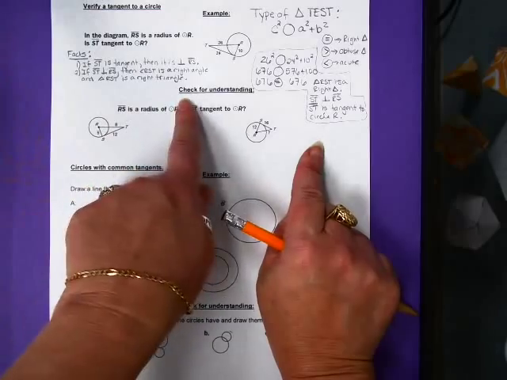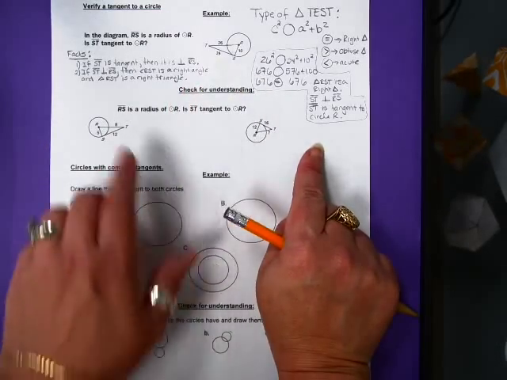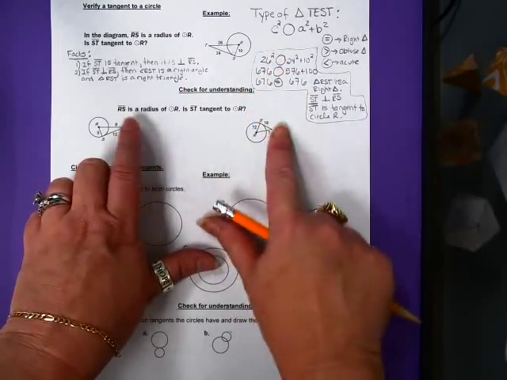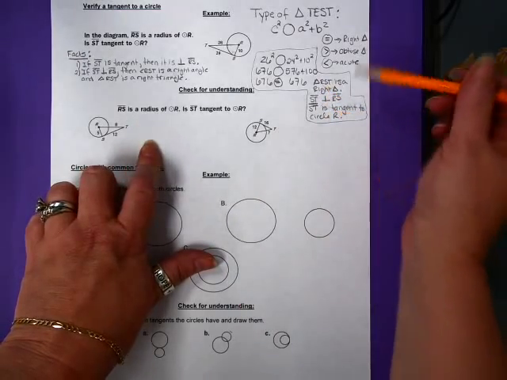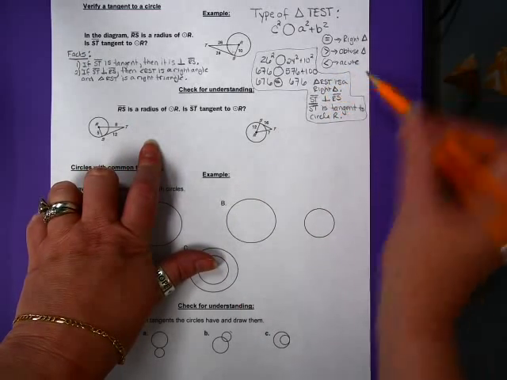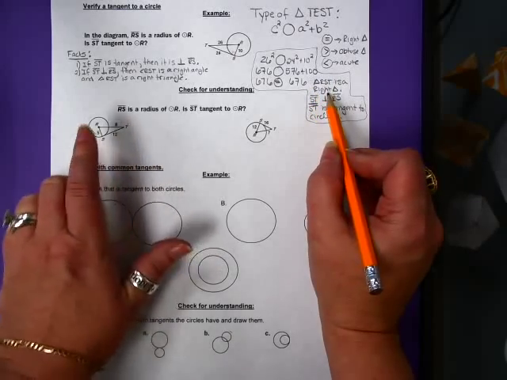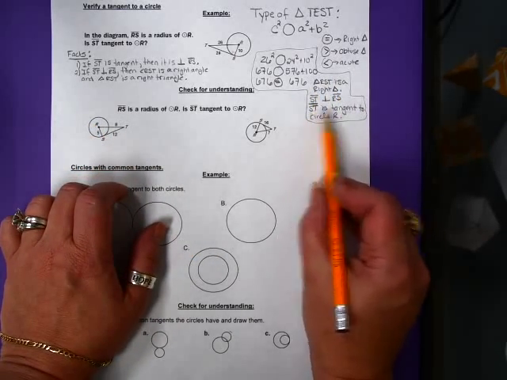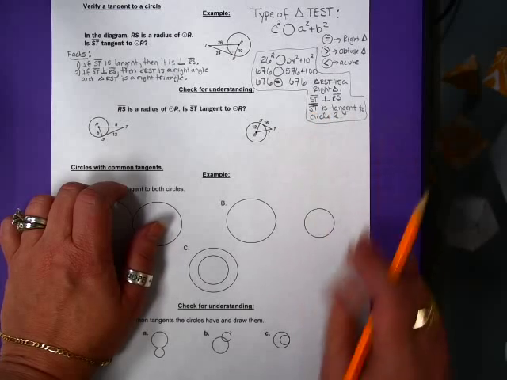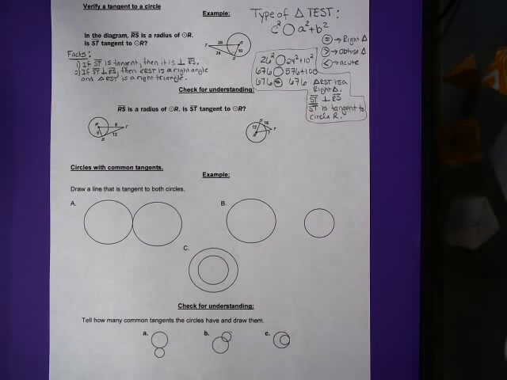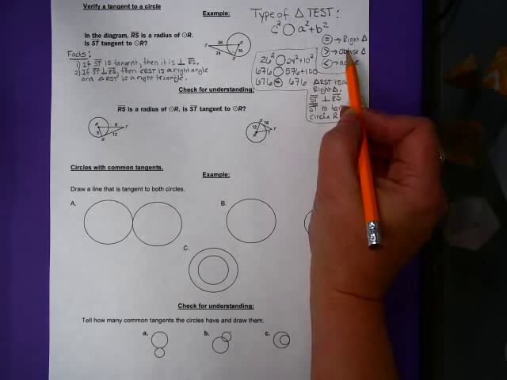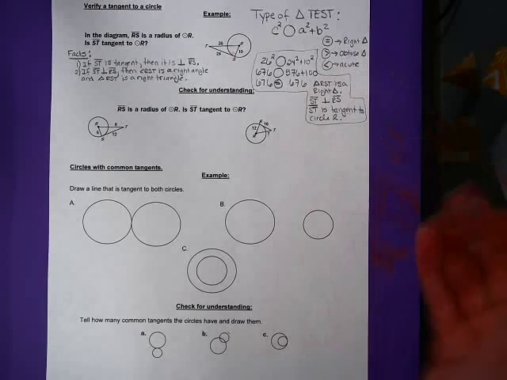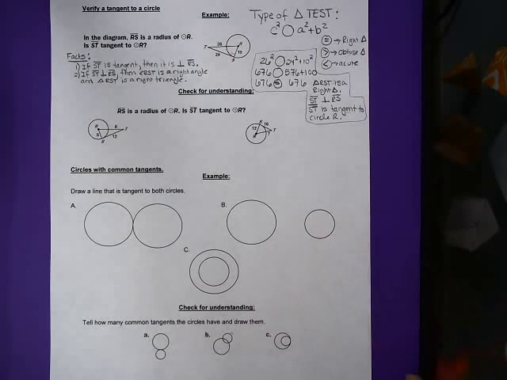So when you're doing your check for understanding, I'm going to expect you to test it, and then if it is, you need to tell me that because the triangle is a right triangle, because those two are perpendicular, and therefore this is a tangent to the circle. If it's not, then all you have to do is tell me that it's acute or obtuse, and therefore not a right triangle, so it can't be tangent.